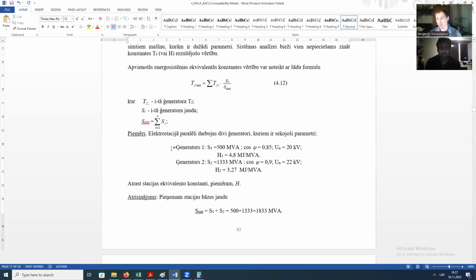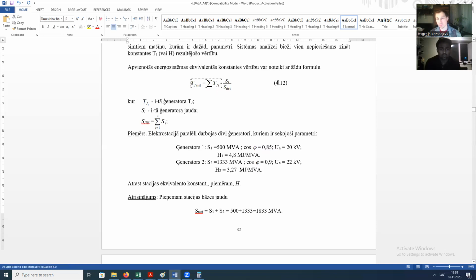Okay, a small power system with only 2 generators. The first one with a power of 500 megavolt amperes, and the second one with 1333 megavolt amperes, nominal voltage of 20 kV, so it's a medium voltage level. The inertia for the first one is 4.8, and for the second is 3.27.